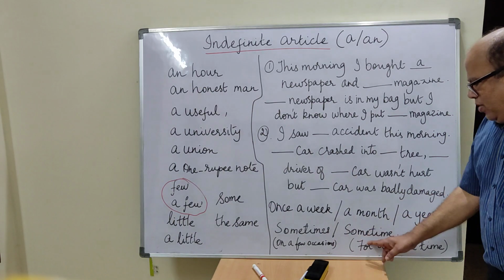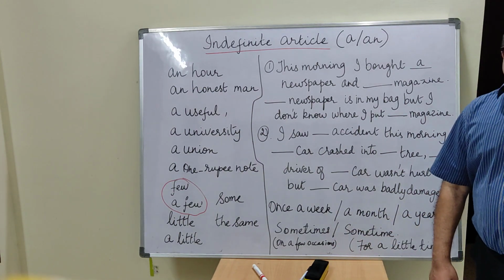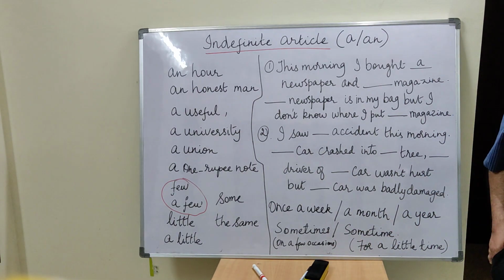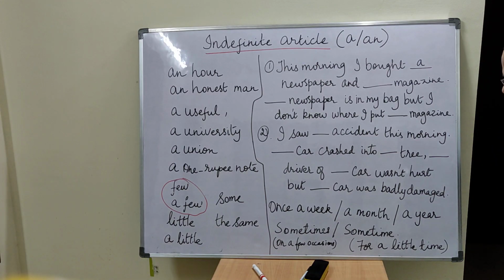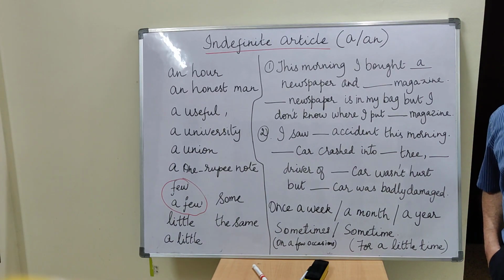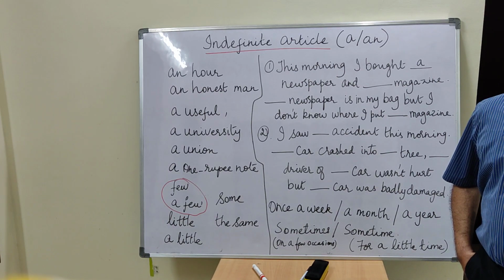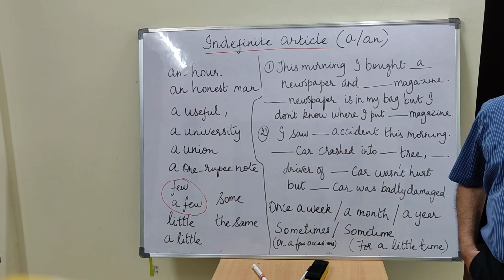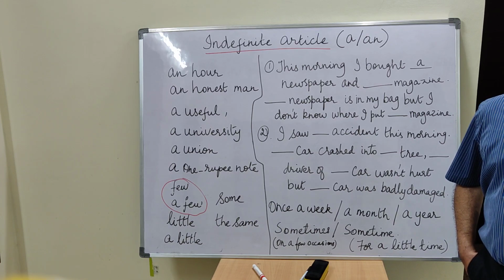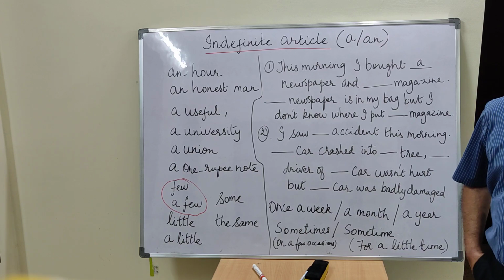Look at the last one. Sometimes and sometime. Where did we use which one? The meaning I have written down. Sometimes, on a few occasions. Sometimes I go to the library to pass my time. Sometimes I go to church and pray over there on a few occasions.